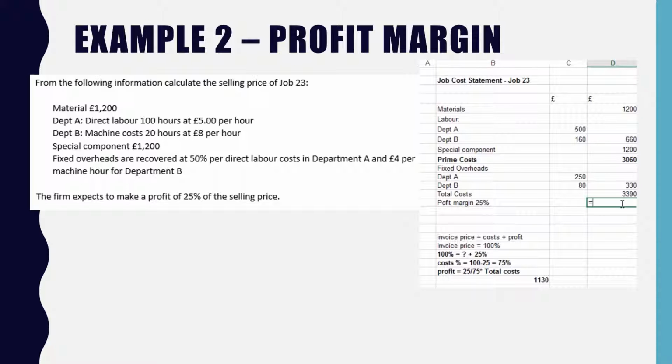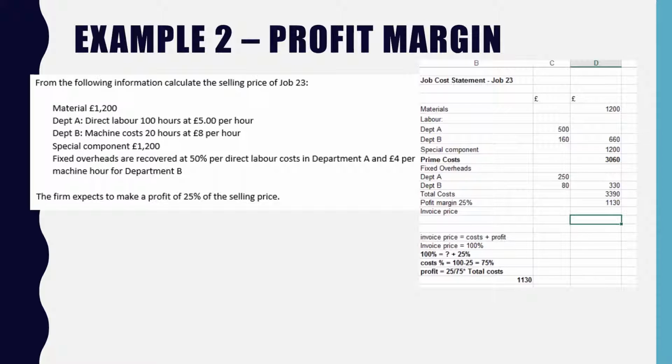So let me do that again. That equals 25 divided by 75, because we're not working out 25% of, which is out of 100, we're doing 25 out of 75 of the total costs. So that gives me 1,130. So my invoice price is adding the two together, that plus that. So my invoice price is 4,520.